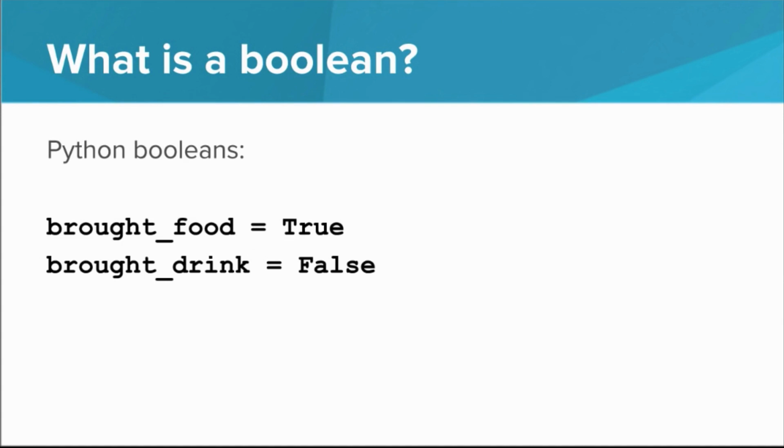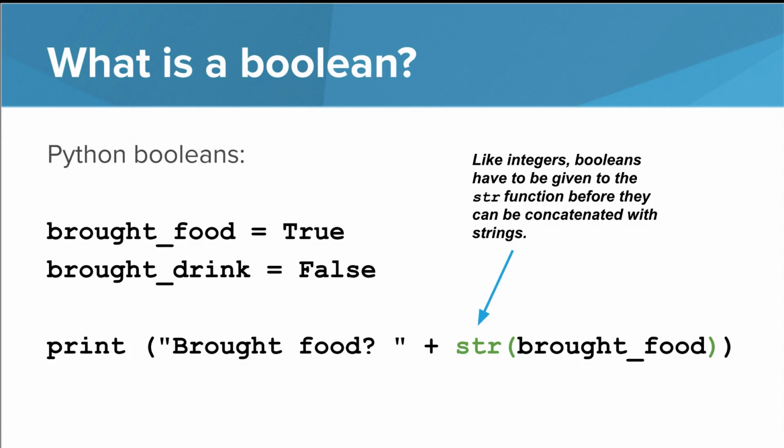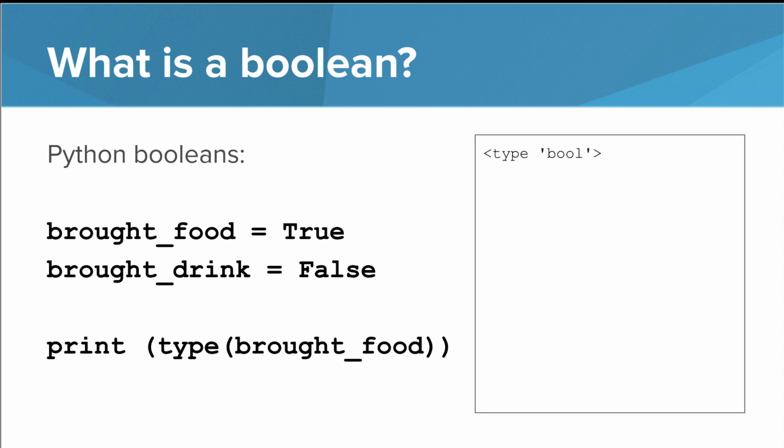And here's what they look like in Python. This is a pair of variables whose values are True and False. Notice that the values don't have quotes. They also start with capital letters. You can pass Boolean variables to the str function in order to concatenate them with strings, just like you do with integers. So now, in addition to the three variable types you've learned about so far, int, float, and str, you now know a fourth variable type, bool.